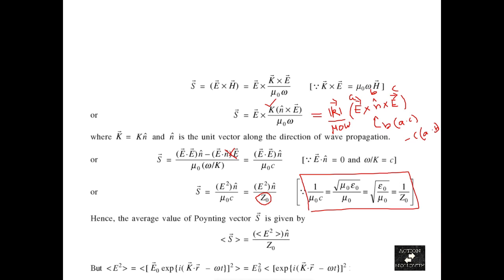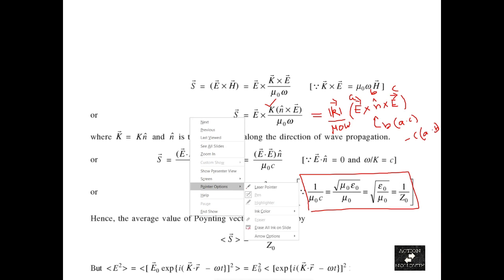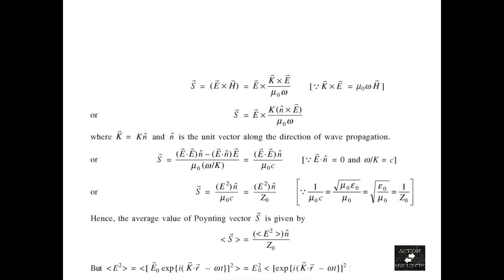So this is the Poynting vector. Now this is the instantaneous Poynting vector. But the electric and magnetic fields vary at such a fast frequency that the instantaneous Poynting vector at any point of time doesn't make much sense. So the more acceptable quantity is the average of the Poynting vector.